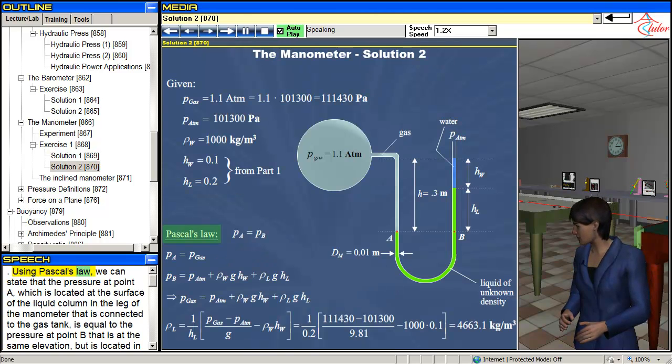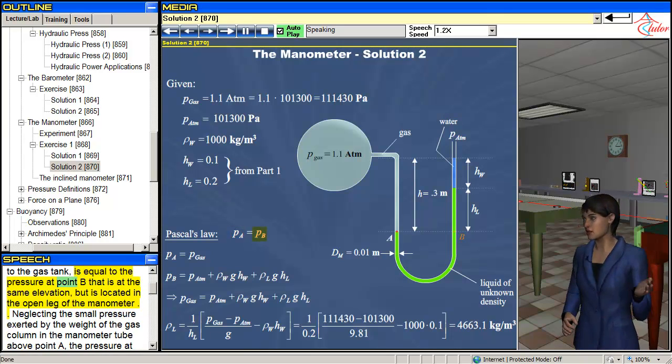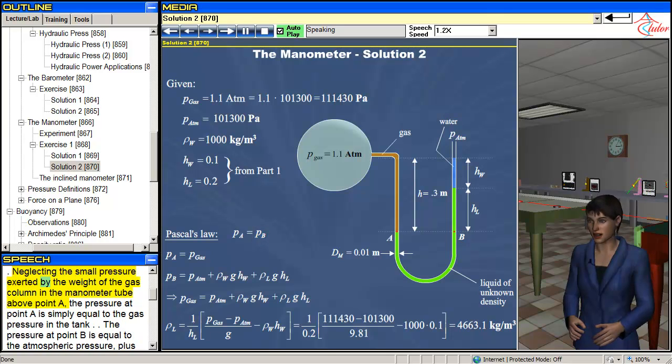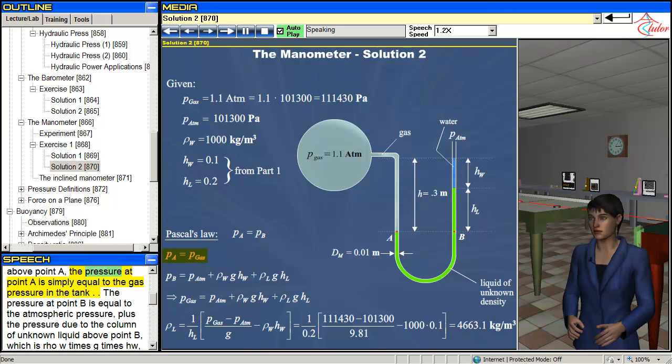Using Pascal's law, we can state that the pressure at point A, which is located at the surface of the liquid column in the leg of the manometer that is connected to the gas tank, is equal to the pressure at point B that is at the same elevation, but is located in the open leg of the manometer. Neglecting the small pressure exerted by the weight of the gas column in the manometer tube above point A, the pressure at point A is simply equal to the gas pressure in the tank.